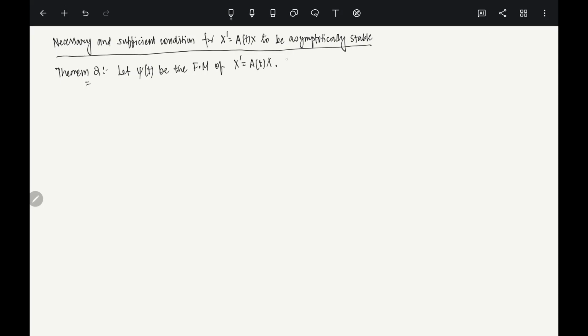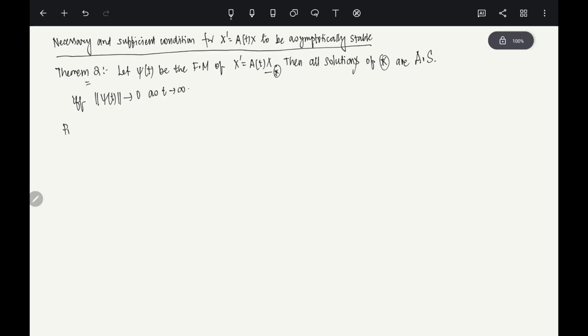Let's call this system star. Then all solutions of star are asymptotically stable, AS, if and only if the norm of phi(t) goes to 0 as t goes to infinity. We can prove this. So basically what I am saying is: when is it asymptotically stable? If the norm of the fundamental matrix goes to 0.